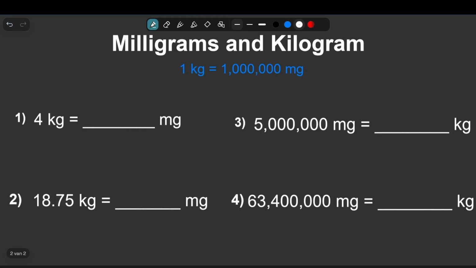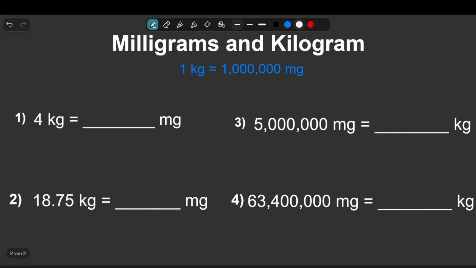Remember this key fact: 1 kilogram equals a million milligrams. So we're going to be working with pretty big numbers today, but don't worry, we're gonna get through it together. When converting from kilograms to milligrams, so to a smaller unit, we multiply by 1 million. We multiply by 1 million because 1 million milligrams fit into 1 kilogram.